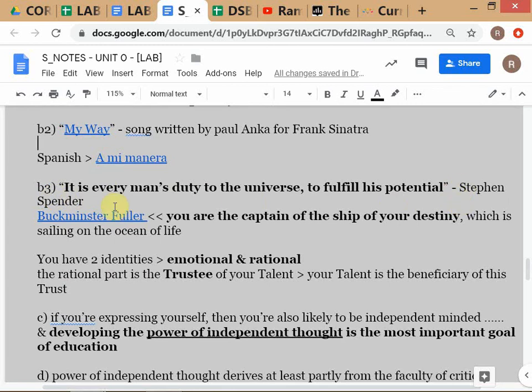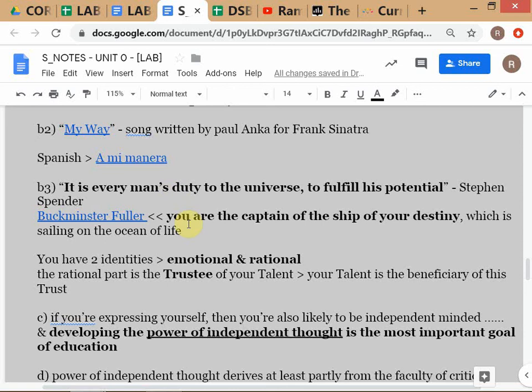The English poet Stephen Spender. This is a useful way of thinking, because sometimes it is helpful to think about what is the purpose of your life. Sometimes it may seem a little philosophical at your age. Maybe it's not fashionable to think about these things, because maybe it's a little uncool to think about philosophical things. But from time to time it's useful to think about these things. And so if you think about what is your purpose in life, this is a very useful statement to keep in mind, that your duty is to fulfill your potential.